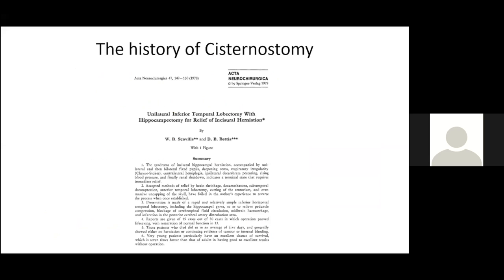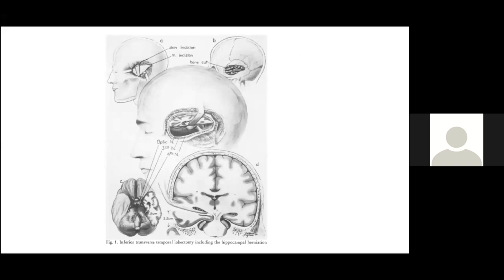This paper is from America, and it used unilateral inferior temporal lobectomy with hemicraniectomy for relief of incisional herniation. This procedure is simpler than cisternostomy. Actually, they used the cisternostomy idea.